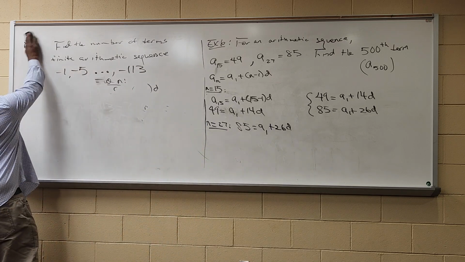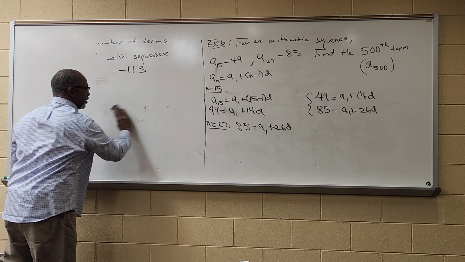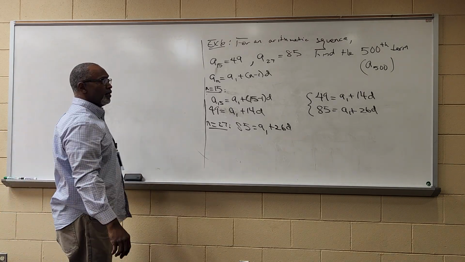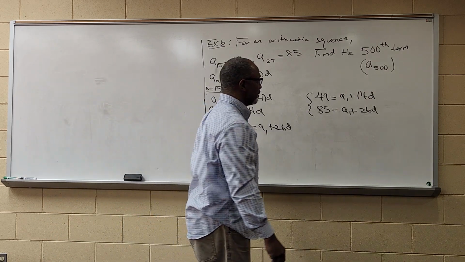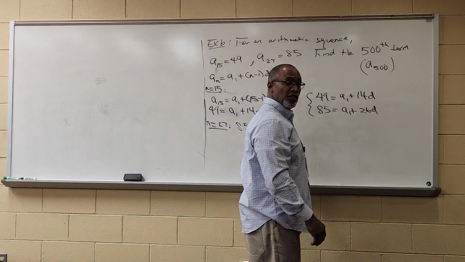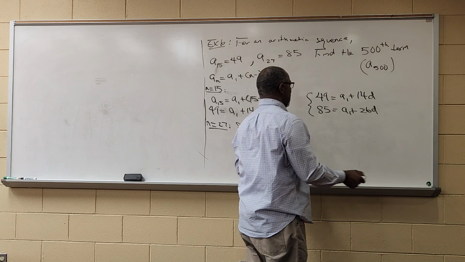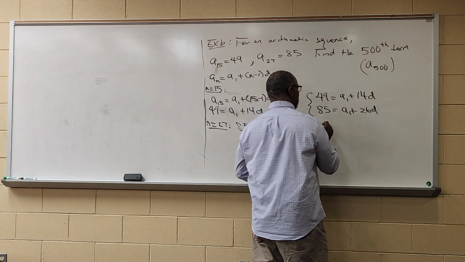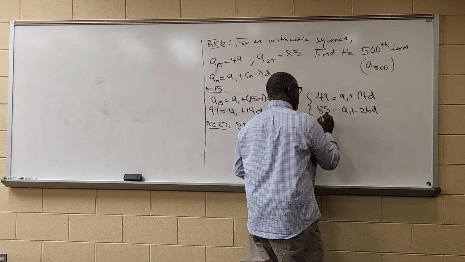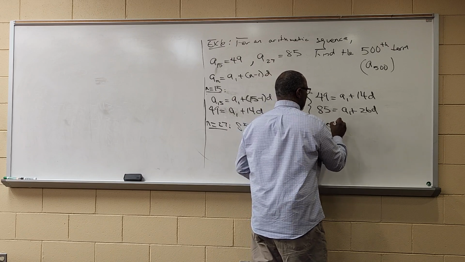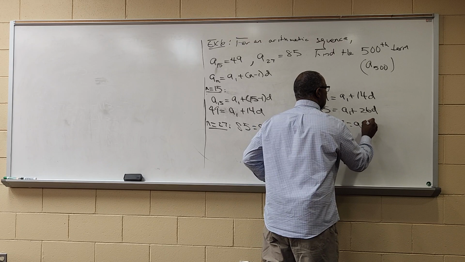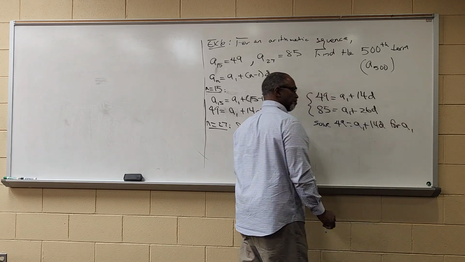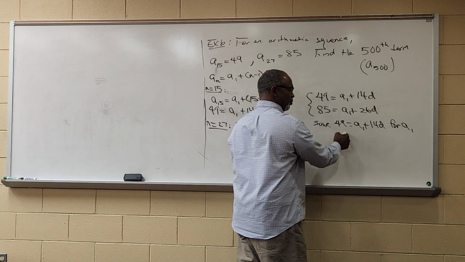We learned how to solve those systems in Math 171 formally. You can either use the elimination method or you can use the substitution method, okay? But you can solve this either way you want. So I'm gonna use substitution. I'm gonna solve 49 equals A1 plus 14D for A1. Well, it's very easy. All I do is subtract 14D.